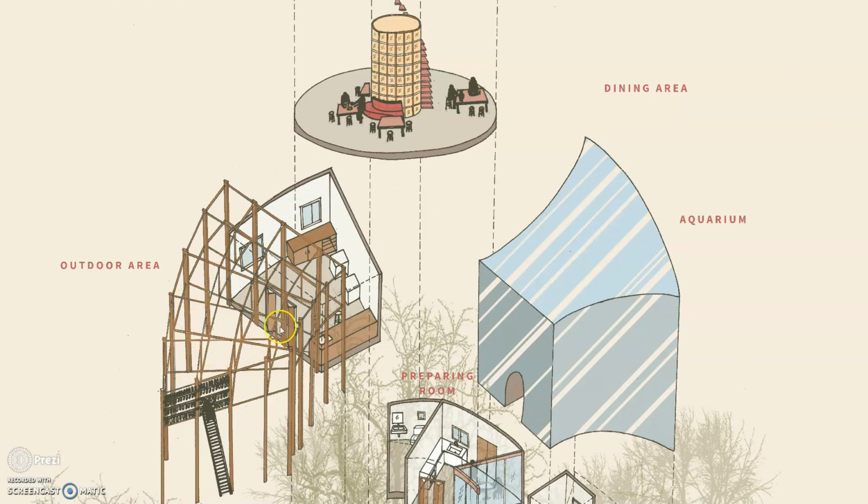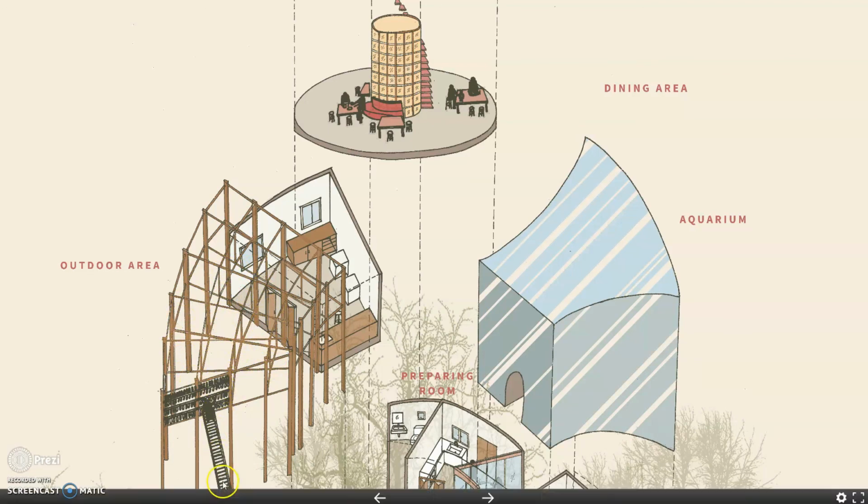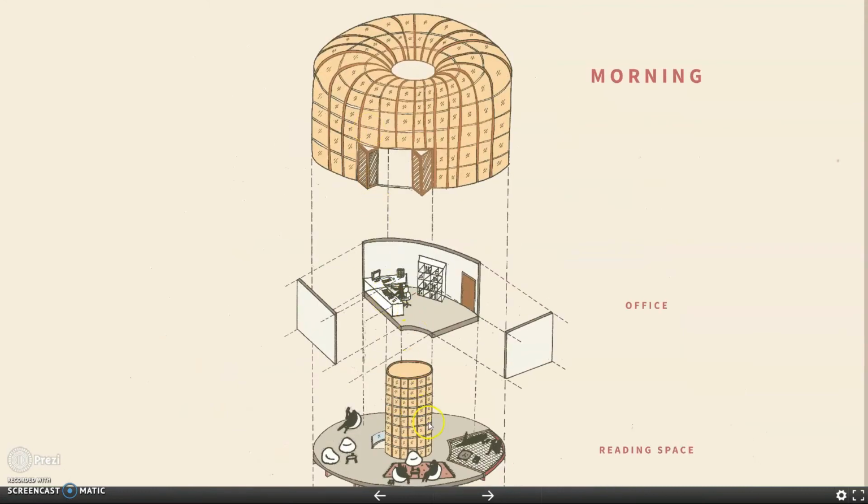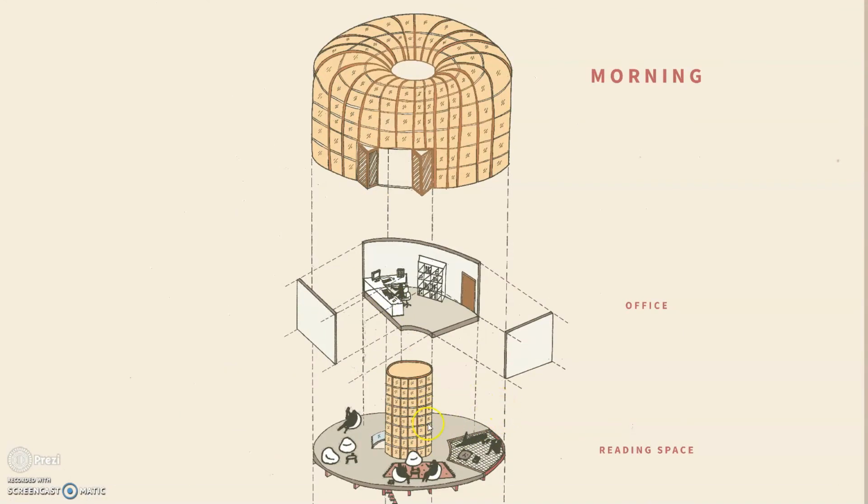The outdoor area is a transformative space, maybe here student Y is observing the seaweed, and then the communal space will be a dining area for the public. And going to the first floor, it is the reading space for people to study, and the office.